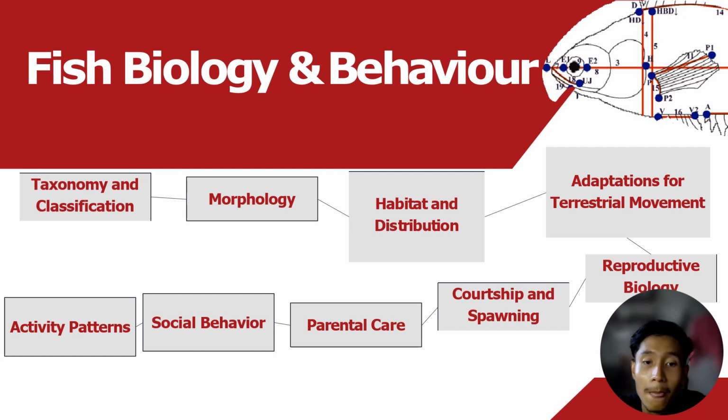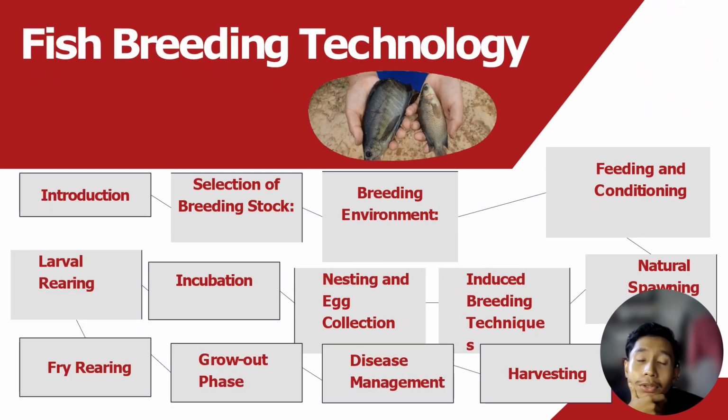Social behavior: generally solitary, especially outside the breeding season. Aggressive territorial behavior during breeding, with males defending their nest. Okay, lastly, activity patterns. Nocturnal feeders, more active during the night. During the day, puyu often seek shelter among aquatic vegetation or submerged structures. Okay, we go to the next slide.